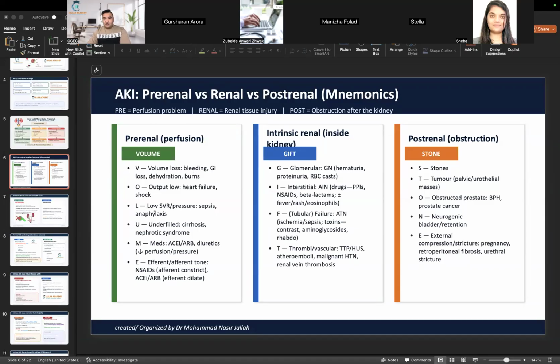So now I made a mnemonic to make it very, very easy for you guys to understand what causes acute kidney injury. So remember, P for P: pre-renal perfusion issues or problem. P for P, pre-renal perfusion issues. R for R: renal tissue damage. Anything that damages the renal tissue itself. P for P. Sorry, hold on.